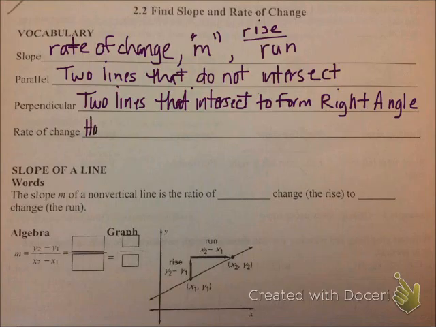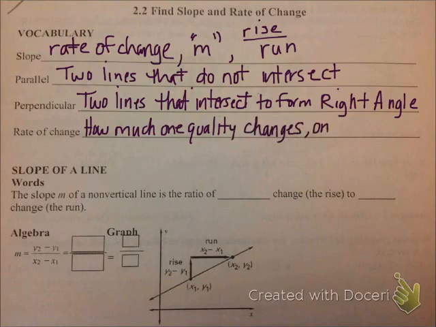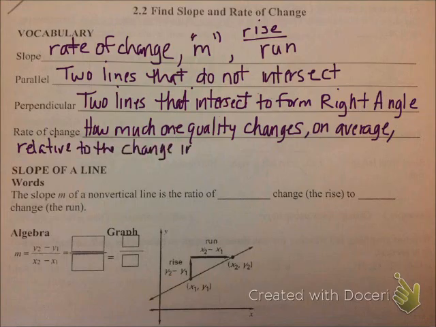Now, rate of change. A rate of change tells you how much one quantity changes on average relative to another one. Alrighty. So now let's look at the graphs.